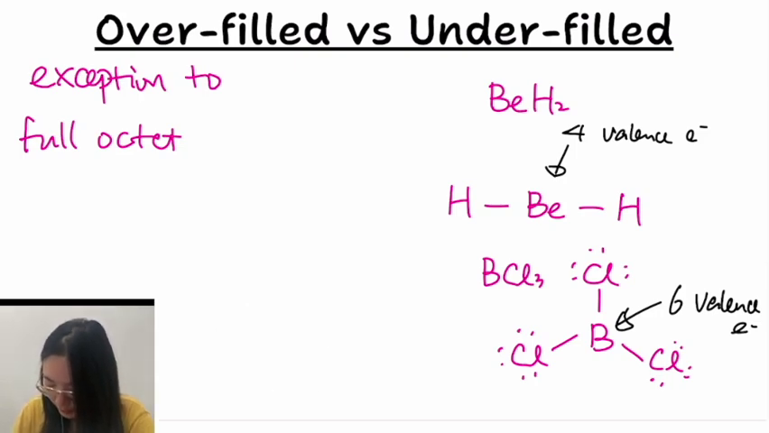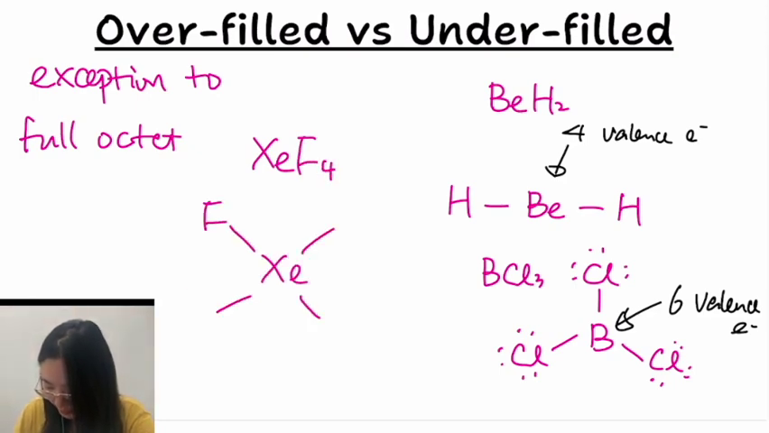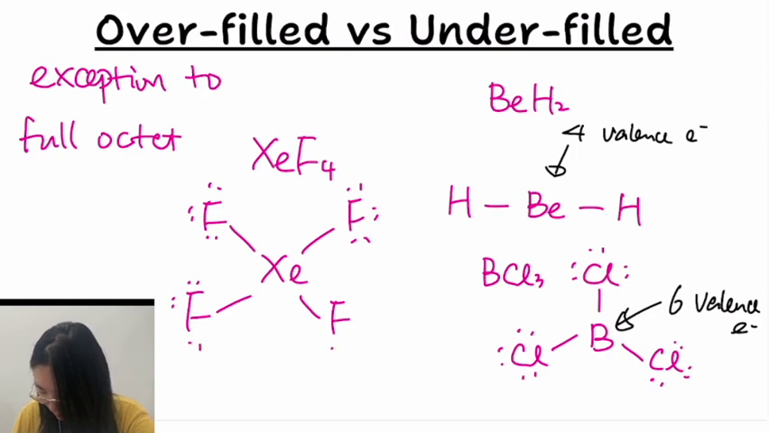So overfilled octet usually occurs when the central atom is a group 5, 6, 7, or 8 atom. So let's say the noble gas xenon. Usually, noble gases do not form any bonds with other elements, but there are some exceptions. So let's say xenon tetrafluoride. Xenon forms 4 single bonds with the halogen fluorine.